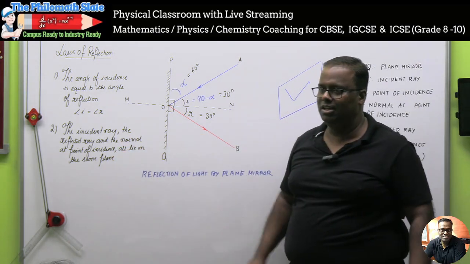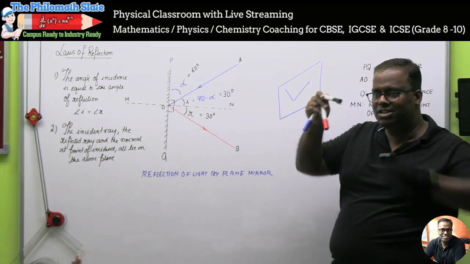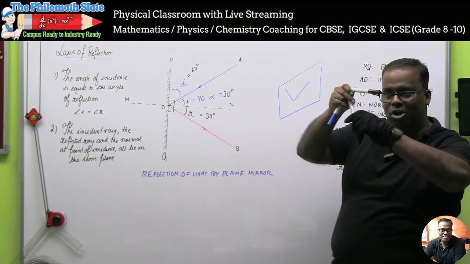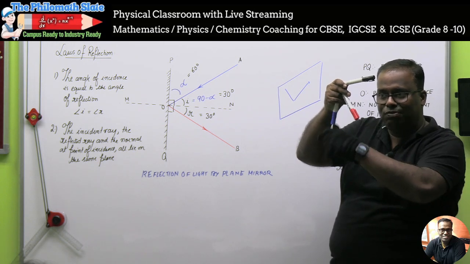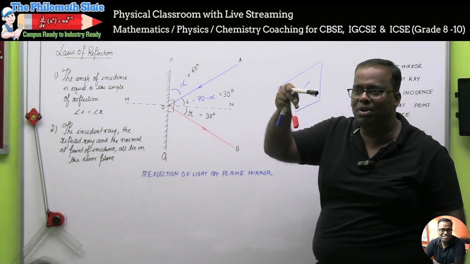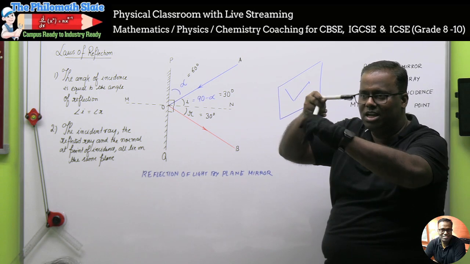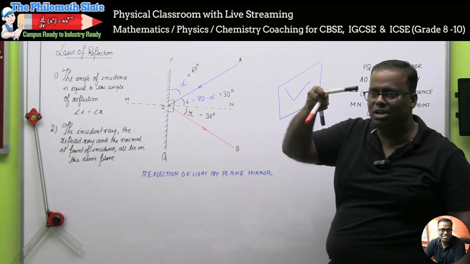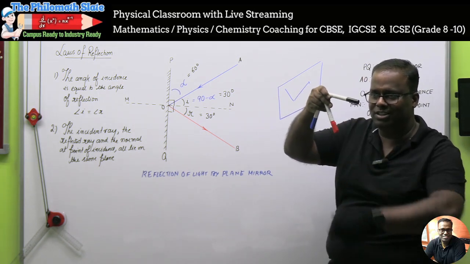Now let's come to this. It says incident ray, normal and reflected ray all are in the same plane. It means these rays are not like the three legs of a tripod. They are all together like this.